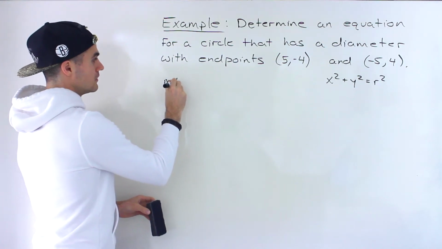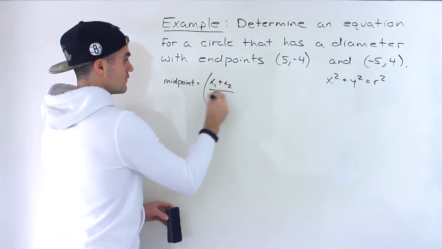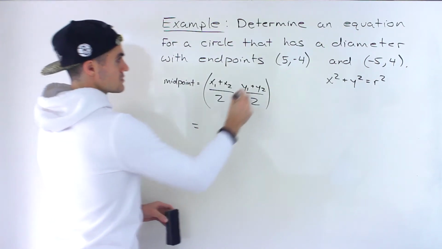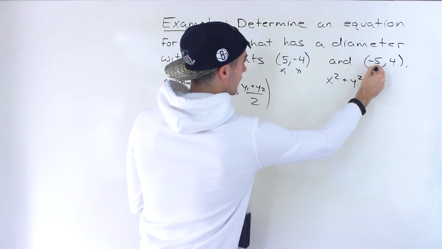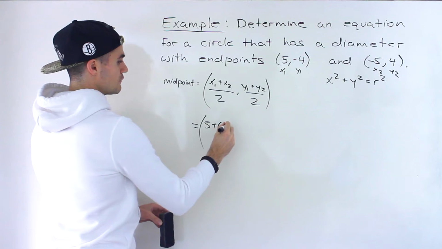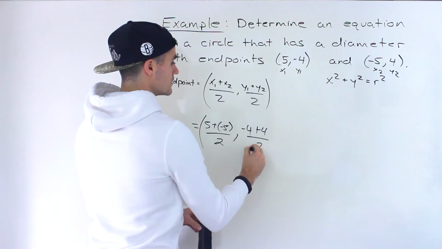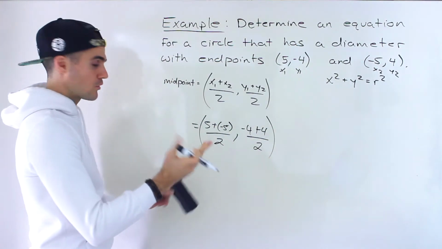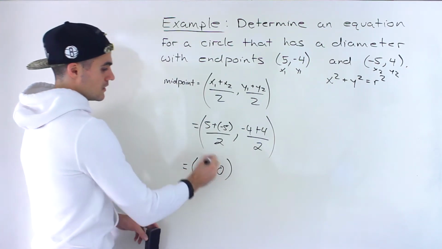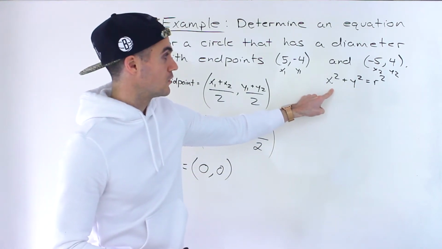And this is going to be one of those cases, because if you take these endpoints and you find the midpoint, what's the midpoint formula? Well, it's (x1 plus x2) divided by 2, and then (y1 plus y2) divided by 2. So if we let this be x1, y1, this be x2, y2, notice what's going to happen. We're going to have 5 plus -5 divided by 2, and then we're going to have -4 plus 4 divided by 2. Notice we're going to get 0 in both of those numerators. 0 divided by 2 is just 0. So that's the center of the circle. So we know it's going to be in this format over here.